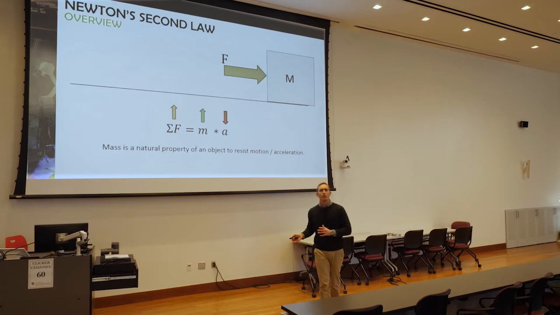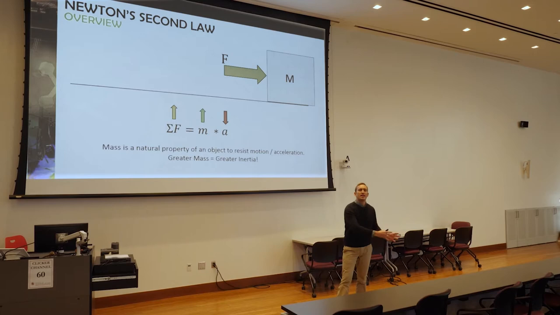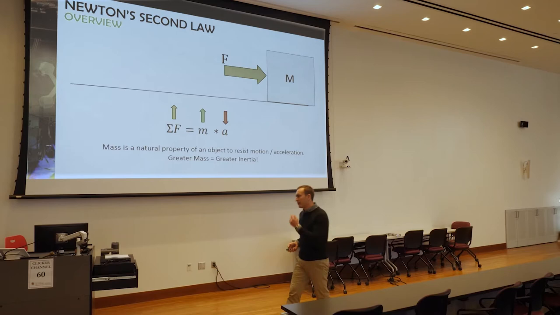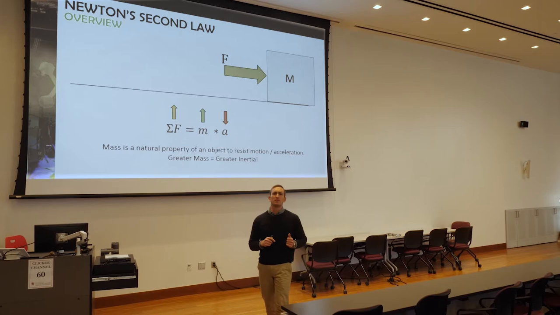And if you remember back to Newton's first law, the law of inertia, what this means is that the greater the mass of an object, the greater its inertia, or the harder it is to move. Now, this is in a physics sense what inertia is all about, but we've all experienced inertia in our everyday lives. When would that be?